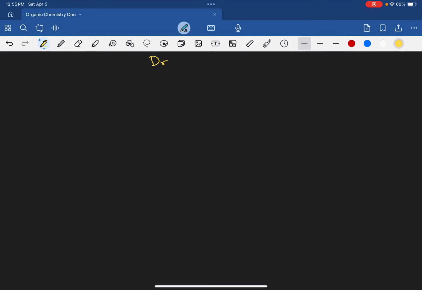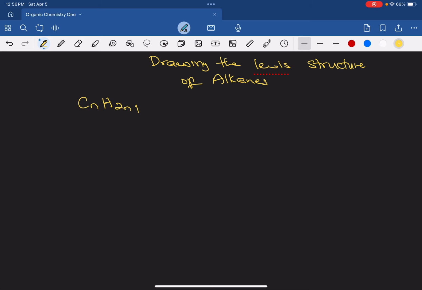Let's talk about drawing the Lewis structure of alkanes. Now, your alkanes, and this is very important to always remember, have the general molecular formula CnH2n+2, where n is any number from 1 to infinity, right? But at the undergraduate level, you generally look at 1 through 12.